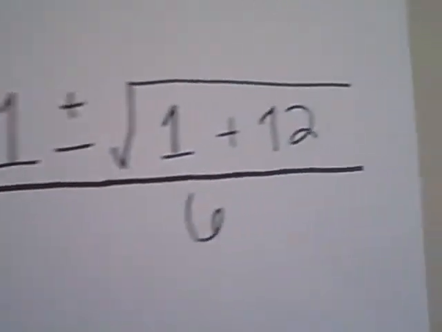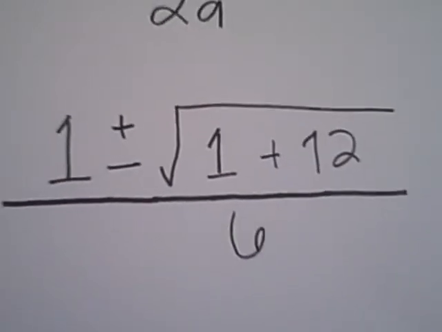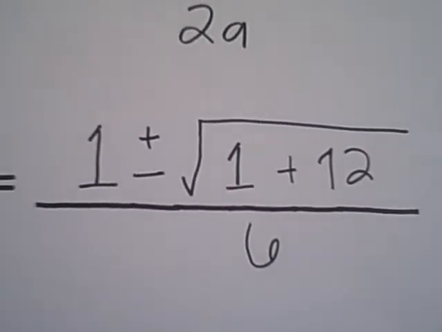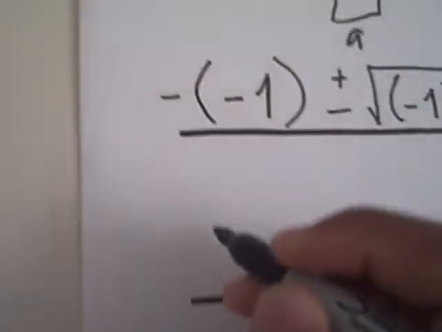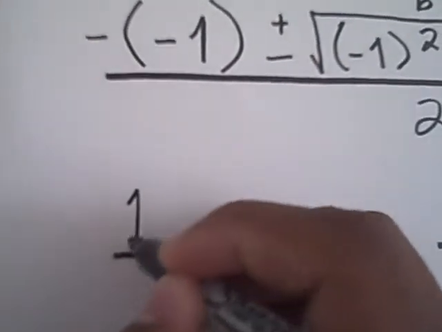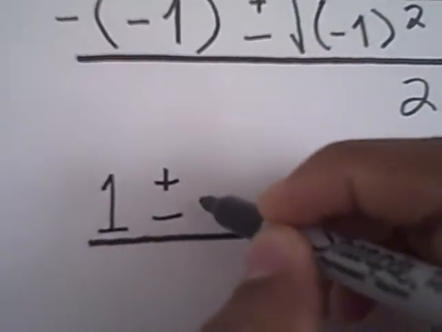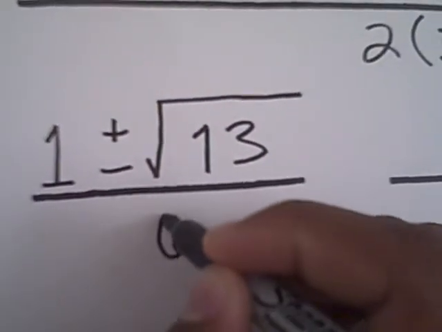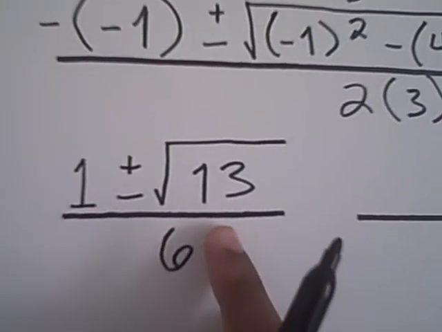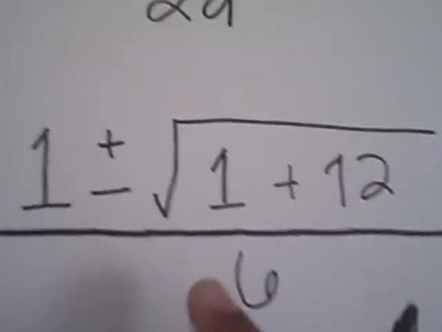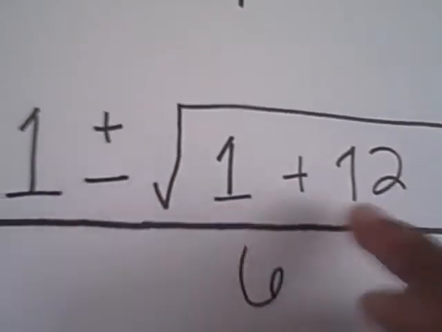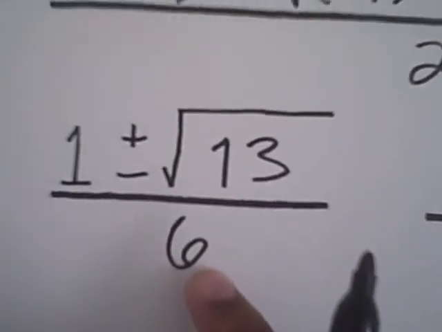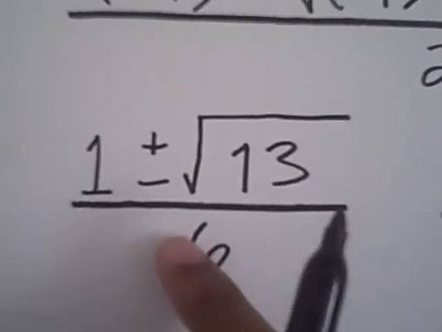Okay, so now we have to show our solutions of our quadratic function. Our new solution is 1 plus or minus the square root of 13 over 6. We got that by adding these two together, which gives us 13, which is right here, and putting it over 6. So this is our new solution.